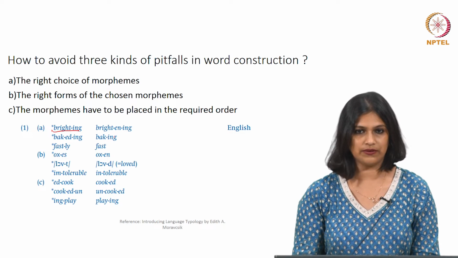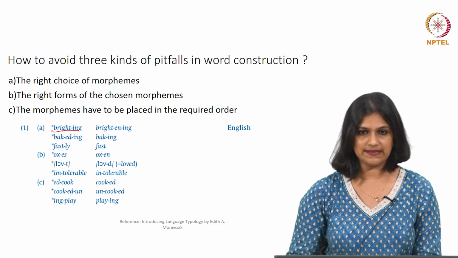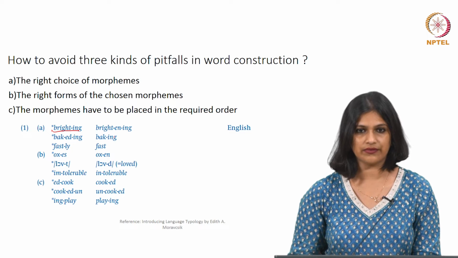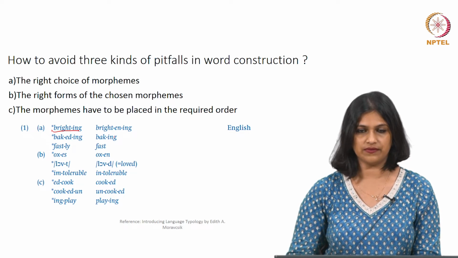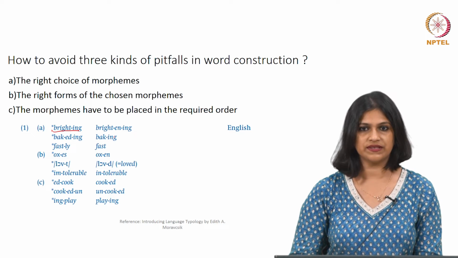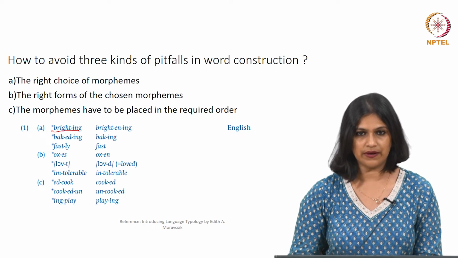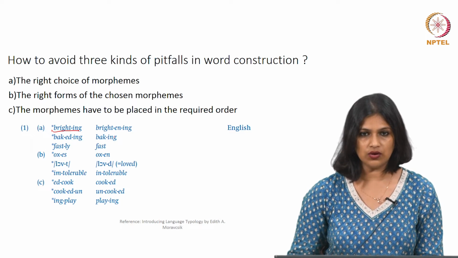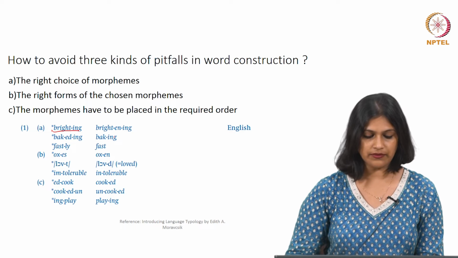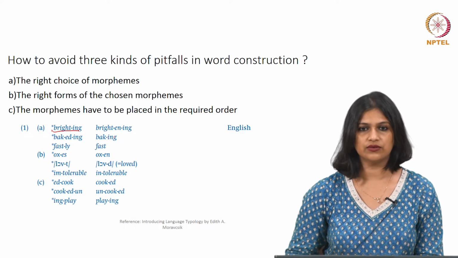If I can cook it, I am going to eat it. So, if I can say I have some uncooked rice, what is the required order of the morphemes? First you have to have un, which is the prefix, then you have to have cook, then you have to have ed. So, uncooked is the right order, but if you write cook ed un, that is going to be wrong.